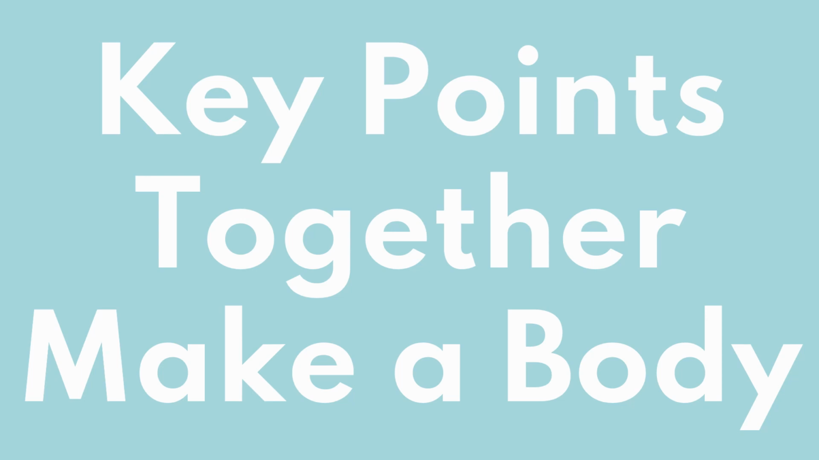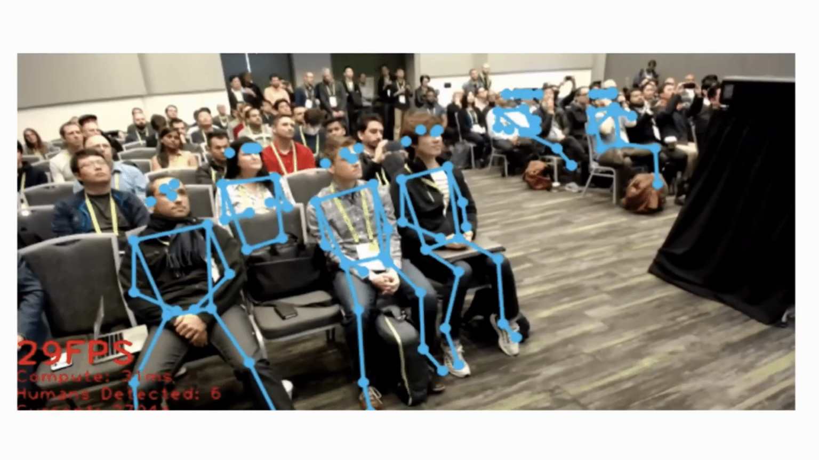2. Key points together make a body. The computer then puts all these key elements together and forms a body. Notice that there are extra coordinates in 2 areas, the hands and the face. We communicate a huge amount of information via facial expressions and hand gestures. So the computer is looking even closer at these 2 areas so it can get the full picture.